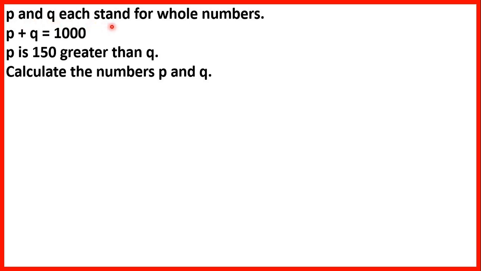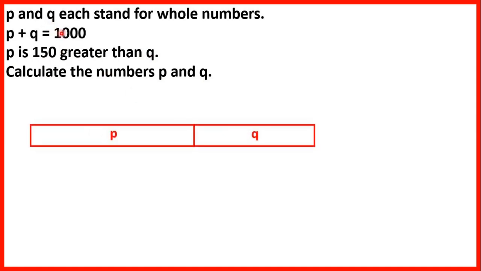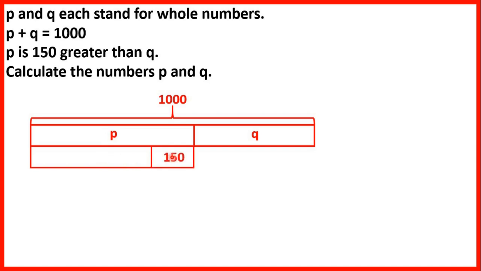P and Q each stand for whole numbers. P plus Q equals 1000. P is 150 greater than Q. Calculate the numbers P and Q. So we have P and Q, and we know that the total is 1000. P is 150 greater, so we can draw a bar and then 150, and if we copy down the bar for Q, we know that these two bars will be the same size, because to get P, we have the same as Q plus another 150.